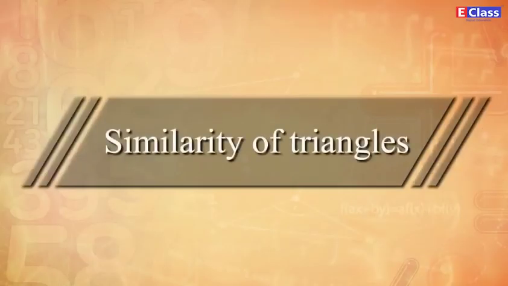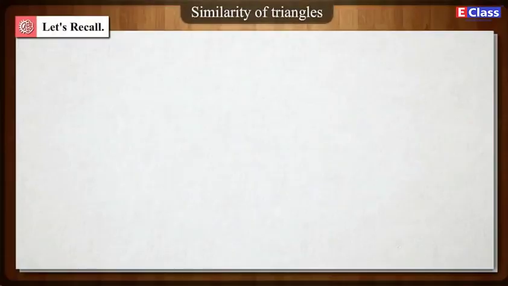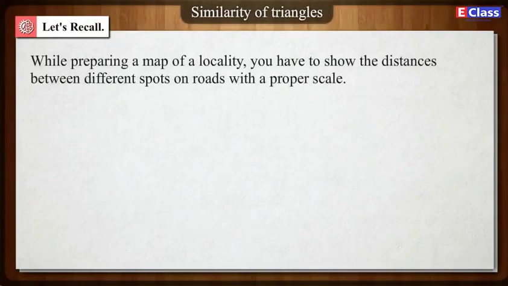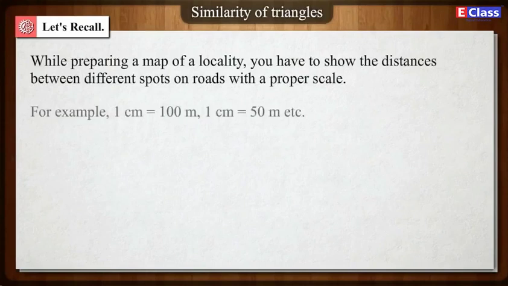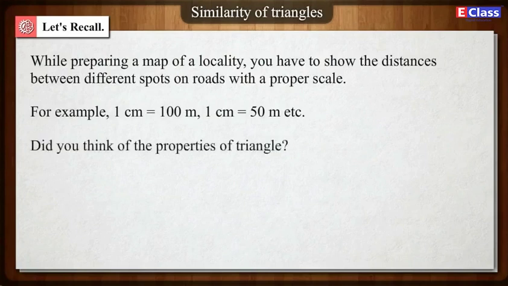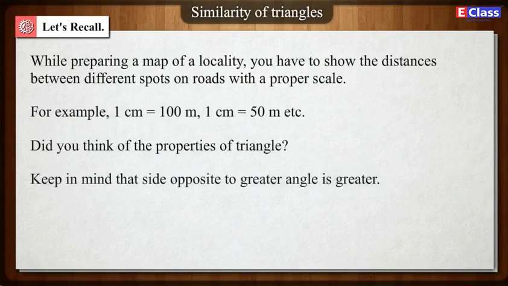Similarity of triangles. Let's recall. While preparing a map of a locality, you have to show the distances between different spots on roads with a proper scale. For example, 1 centimeter is equal to 100 meters, 1 centimeter is equal to 50 meters, etc. Did you think of the properties of triangle? Keep in mind that side opposite to greater angle is greater.